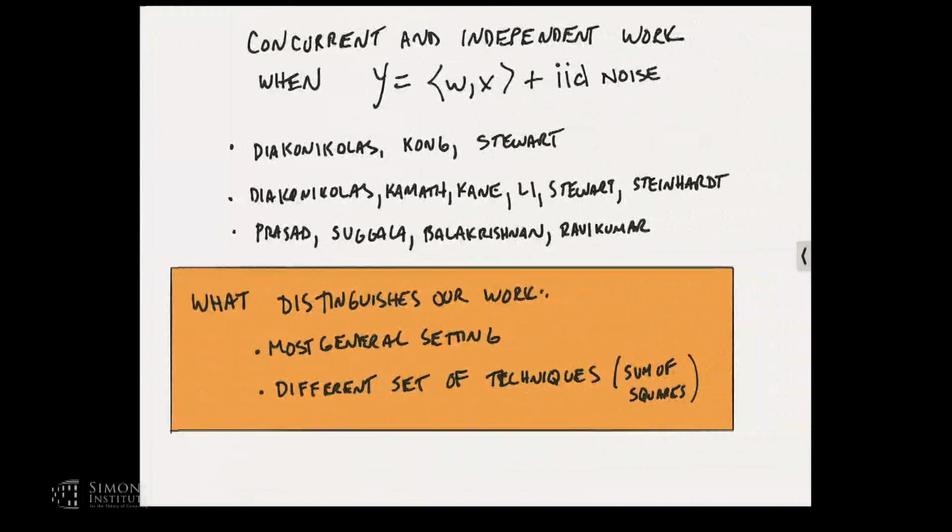I also want to mention there's been a lot of independent concurrent work on this problem. There's a paper by Diakonikolas, Kong, and Stewart. They considered the case when X is a spherical Gaussian. Is that right, Elias? When the marginal distribution on X is Gaussian? Also for general, but let's say Gaussian. Then there's the Diakonikolas, Kamath, Kane, Li, Steinhardt, Stewart paper that contains the Sever algorithm that also solves this problem. And there was some work by people at CMU, Prasad, Suggala, Balakrishnan, and Ravikumar. Let me point out what distinguishes the results in this paper from these contemporaneous works.